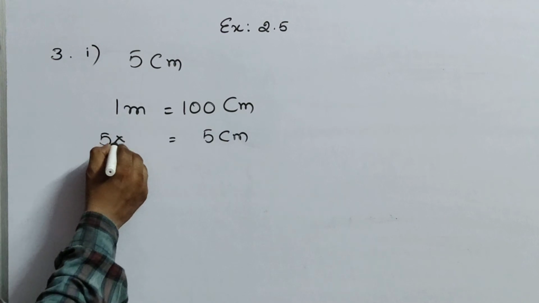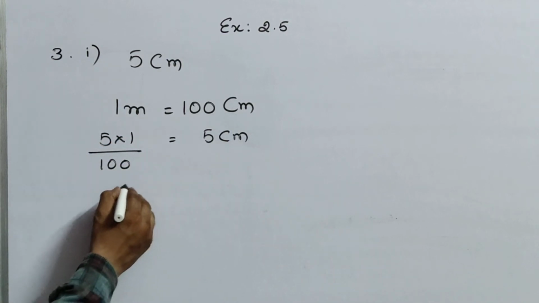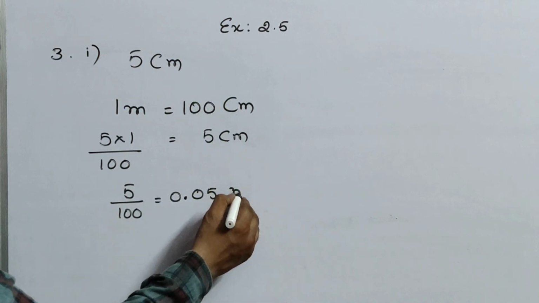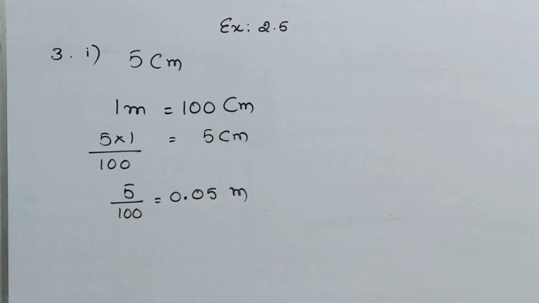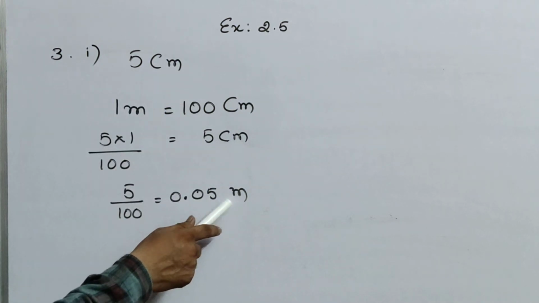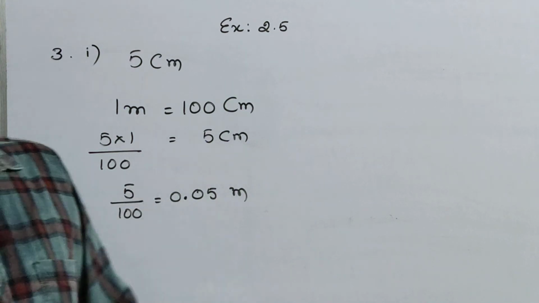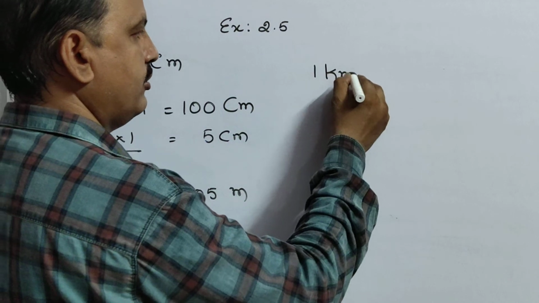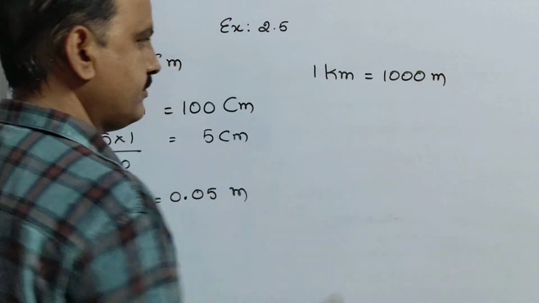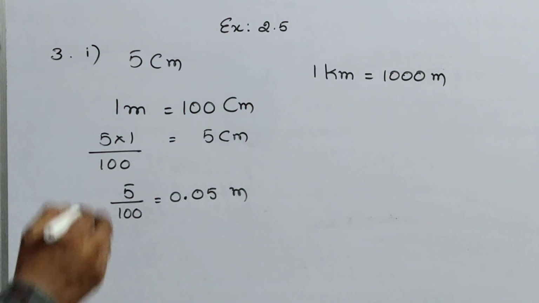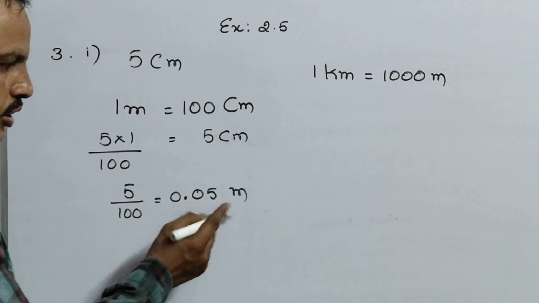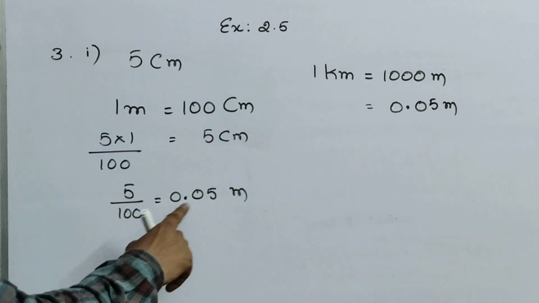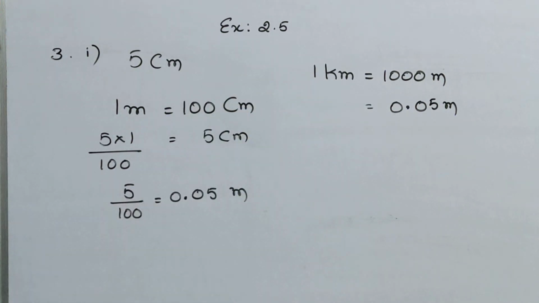Same as you did for rupees, same method. 5 into 1 by 100. That is 5 by 100. That is nothing but 0.05 meters. Okay. Now, 5 centimeters is converted into meters. That is 0.05 meters. Now, in that only, he asked to change it into kilometers. Now, you know kilometers? 1 kilometer equals 1000 meters. Okay. Now, you already got 0.05 meters. Right here, 0.05 meters.